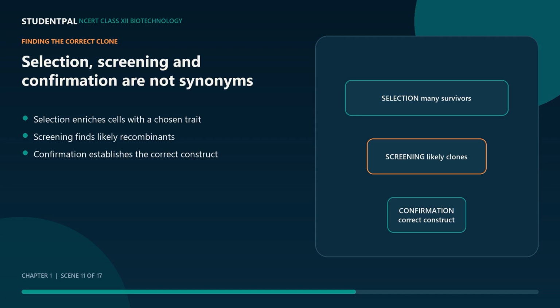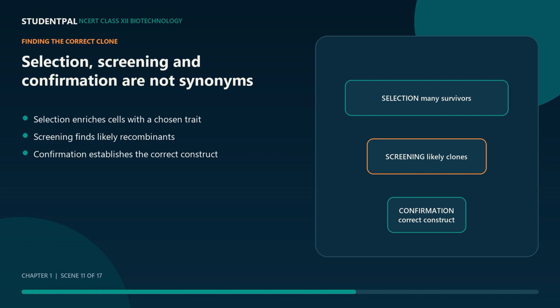After delivery, imagine a plate containing many cells. Some received no vector. Some received an empty vector. Some may contain the insert in the wrong orientation. Only a few may hold the exact construct we want. Selection applies a condition that favors cells with a chosen vector-associated marker. It removes many failures, but empty vector cells may still survive.